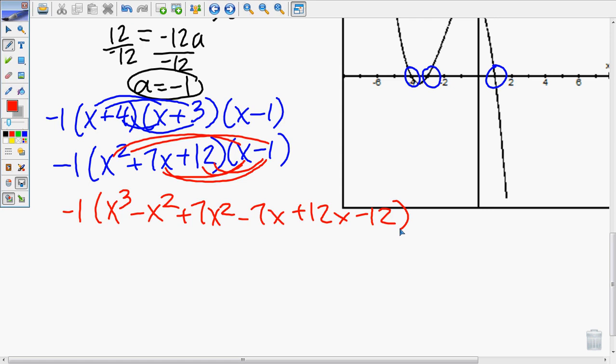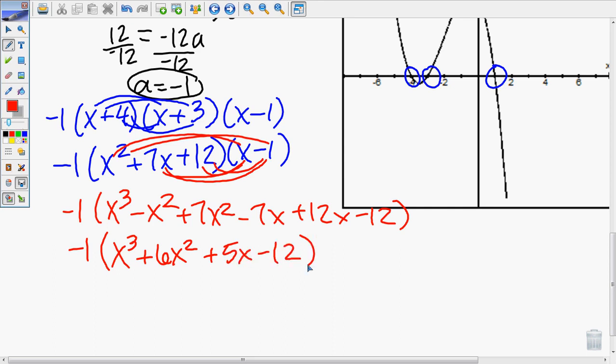Combine my like terms. What are those? The negative x squared. Exactly. Negative x squared and positive 7x squared make? 6x squared. Perfect. Negative 7x and positive 12x makes? 5x, which you didn't say. 5x.